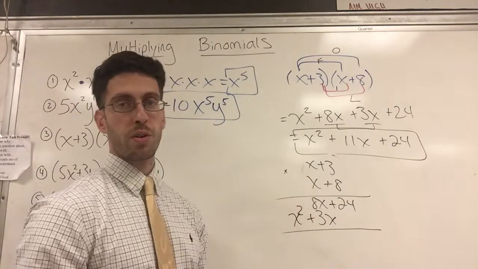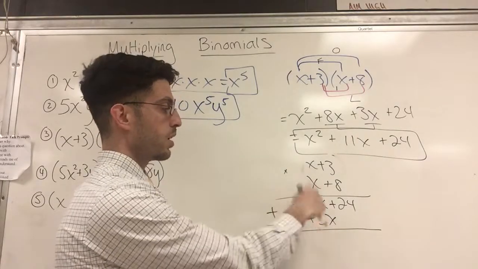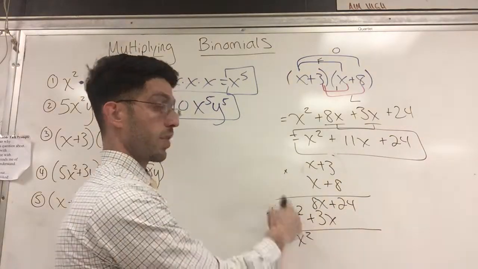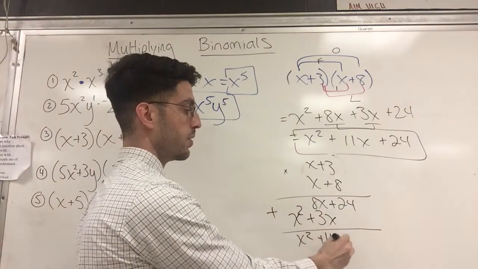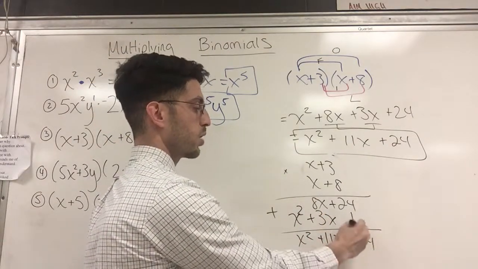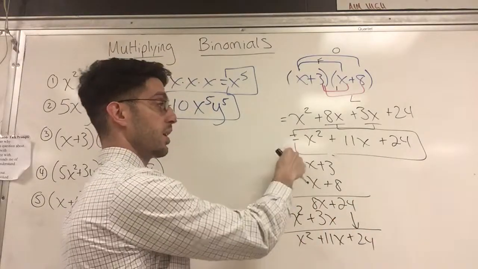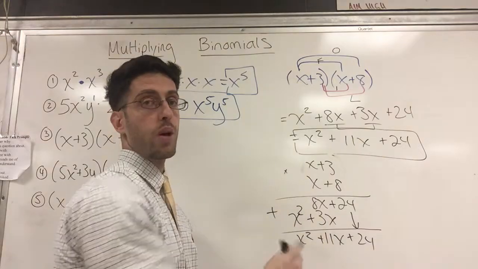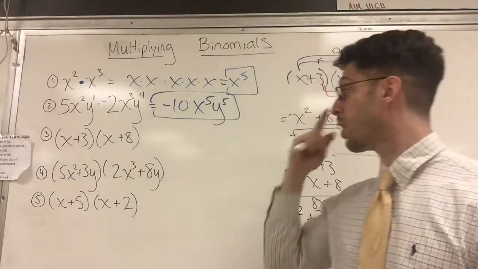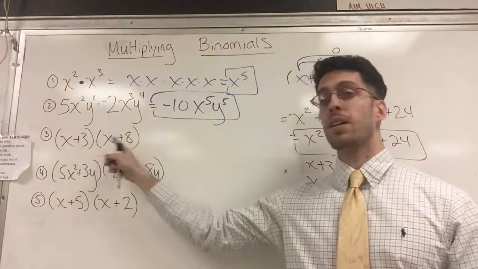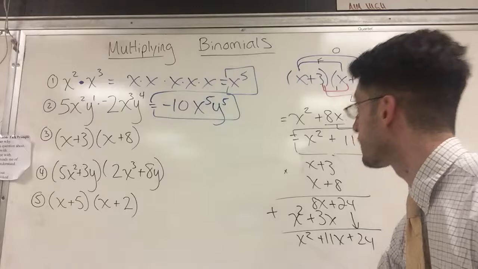And then what did you do in third grade? After you multiply, you add. You add straight down. X squared adds with nothing. 8x plus 3x gives you positive 11x, and 24 comes down. Oh, look, same answer. Algebraic, third grade way, and then there's another way that I like, I call it the box method, where I look at this thing as if it was length and width of a box.